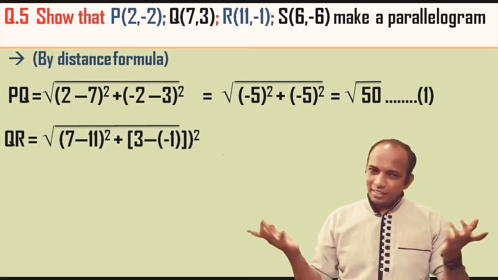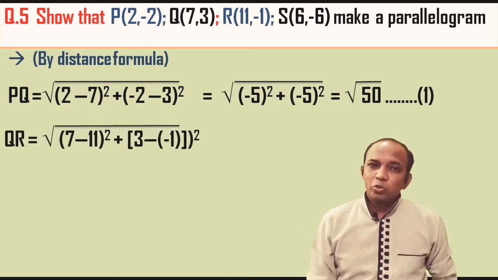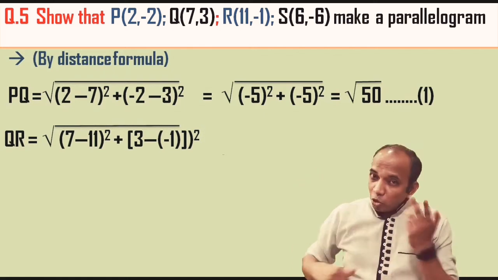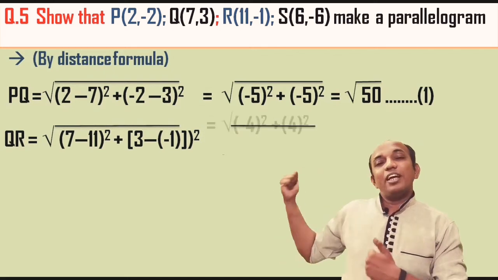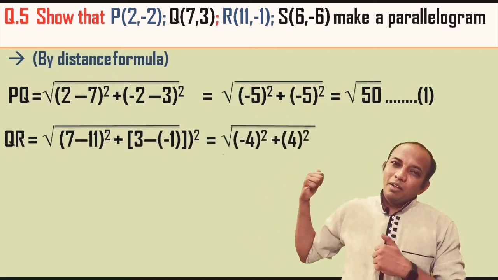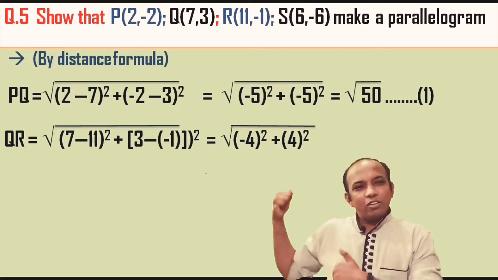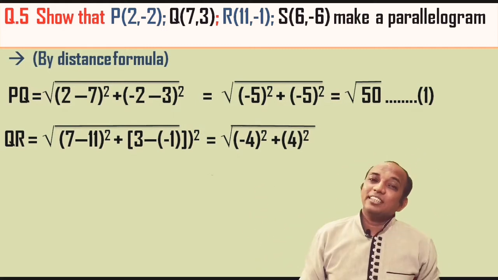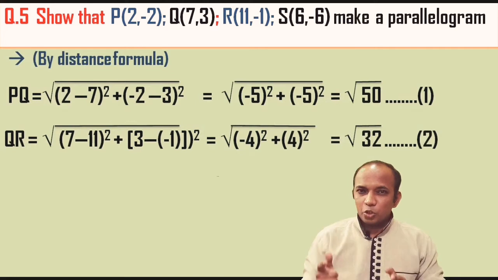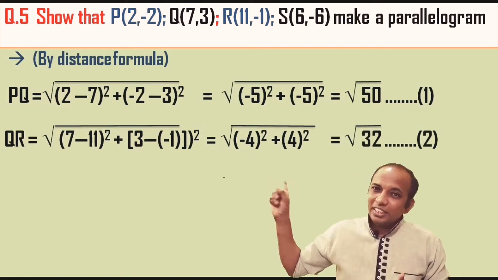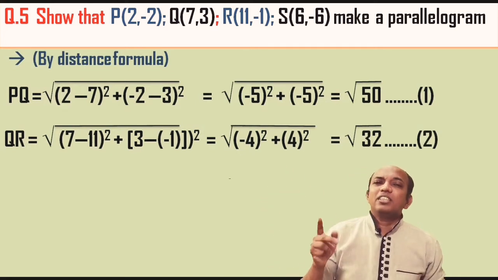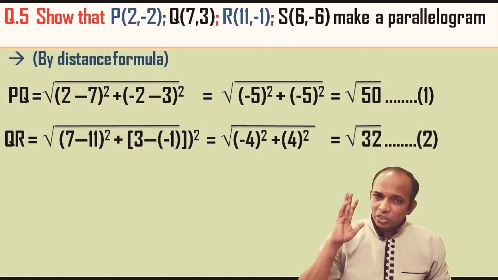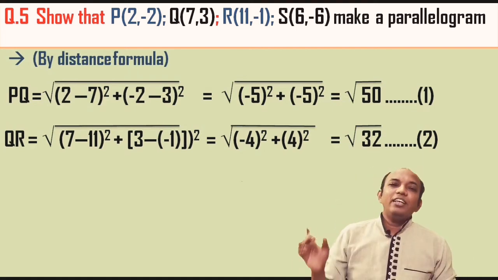Now let's find the length of QR. Again use the same distance formula, substitute the values in it, carry out the first step of the operation, then you get negative 4 square plus 4 square, and that results in under root 32. How? 4 square is 16, again 4 square is 16, 16 plus 16 is 32. Number it as 2.